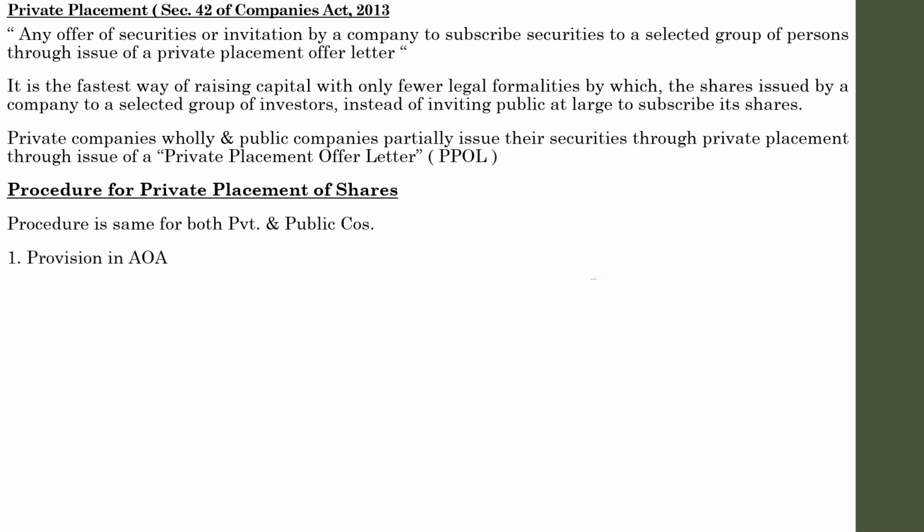First one, provision in articles of association. We know the concept of articles of association. It contains the rules, regulations, and the procedures or steps that have to be taken as part of the working of the company. For a company, whether public or private, to issue shares through private placement, it should make sure that there is a provision in its articles of association for the issue of shares through private placement.